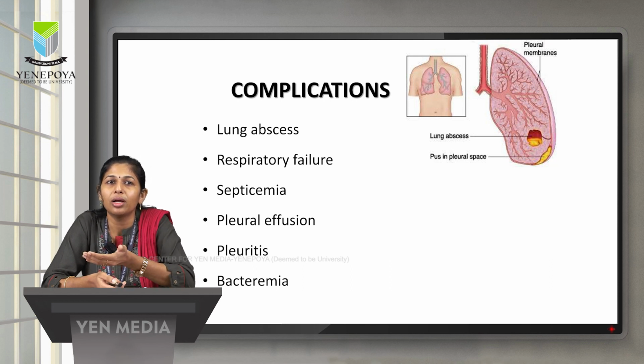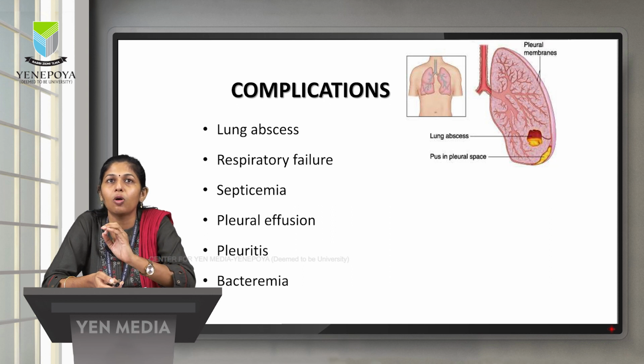What do you mean by pleura? Pleura is a membrane which covers the lungs. What do you mean by pleuritis? Itis means inflammation. Pleuritis is nothing but inflammation, there will be chances of infection or inflammation in the pleural cavity. That is called pleuritis. Then bacteremia can occur. That is the presence of bacteria in the blood. That is called bacteremia.